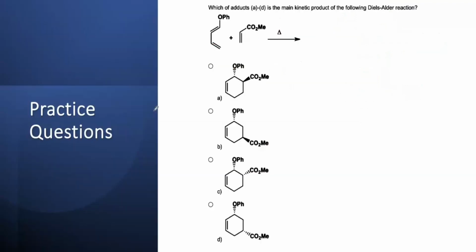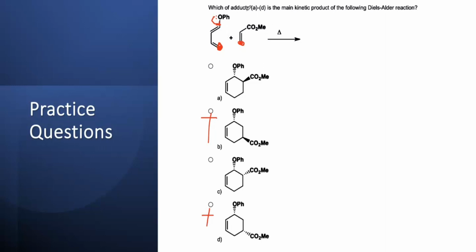Now we have one practice question based on what we have studied today. Which of adducts A to D is the main kinetic product of the following Diels-Alder reaction? So here this is the electron releasing group. So this will be the electron rich center and this will be the electron deficient center. So we will get a 1,2 substituted product. So we can rule out these other options.